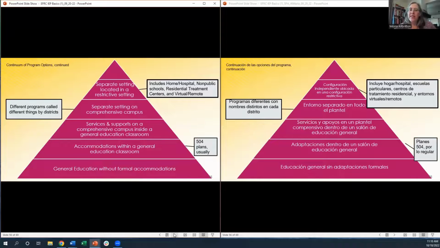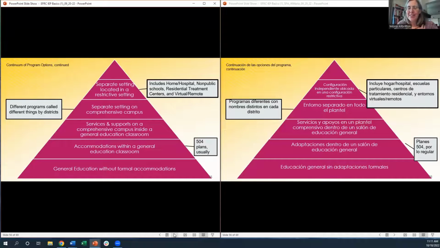So when we think about the continuum, remember that the legal preference is to start in general ed and have rationales for why we're not in general ed. But there are students for whom their least restrictive environment is the top of this pyramid, because that's the only unique combination of services and supports which allows them to make progress on their unique goals.